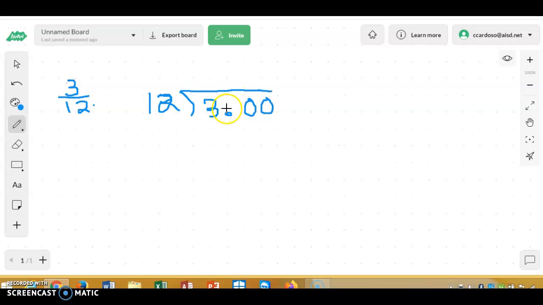Before I forget, I'm going to take that decimal and move it straight up. Oh, it's a big old decimal. And that decimal's in the right spot. All right, 12's knocking on the door. That's supposed to be a times sign. 12's knocking on the door.